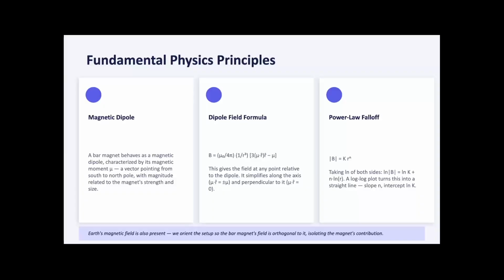Third, the power law. We expect the field magnitude to follow magnitude of B equals k times r to the n. Taking the natural log of both sides turns this into a straight line: natural log of B equals natural log of k plus n times natural log of r. So a log-log plot lets us extract n as the slope. We also had to compensate for Earth's own magnetic field by orienting our setup so the bar magnet's field was orthogonal to it, letting us isolate just the magnet's contribution using the x component of the magnetometer.